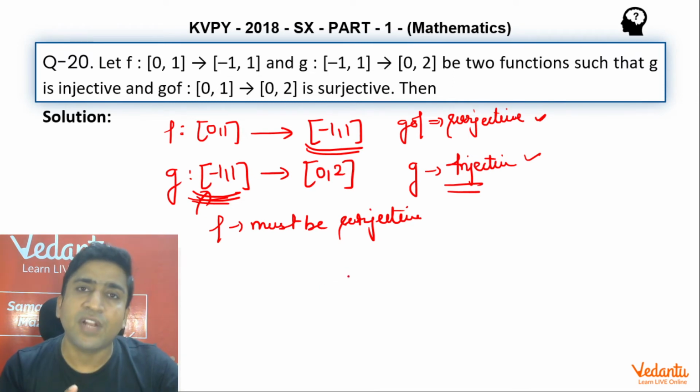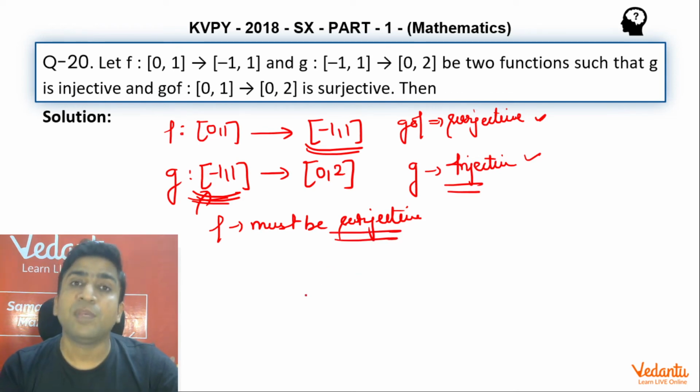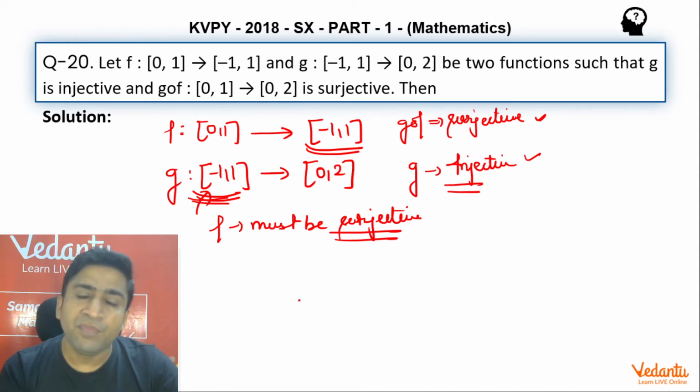So if you want g∘f to be surjective and g to be injective, it is highly essential that f(x) must be surjective. That's point 1. Now, how about the injectiveness of f?